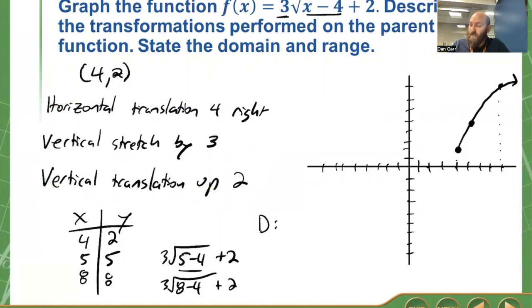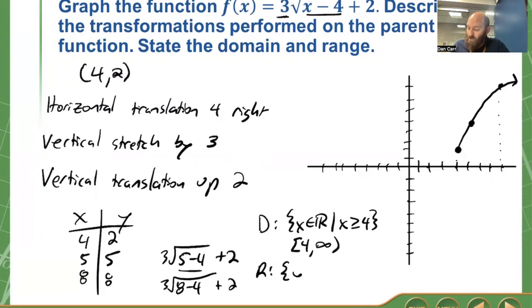That's a little more space. I'm going to again do it both versions. X is an element of the reals such that, if we look at this, 4 is the lowest it goes in the X direction. So X has to be greater than or equal to 4. Or as interval notation, we start at 4 and we go forever to infinity.